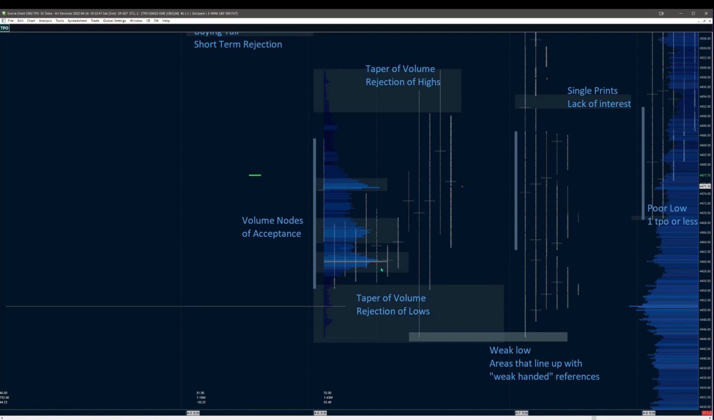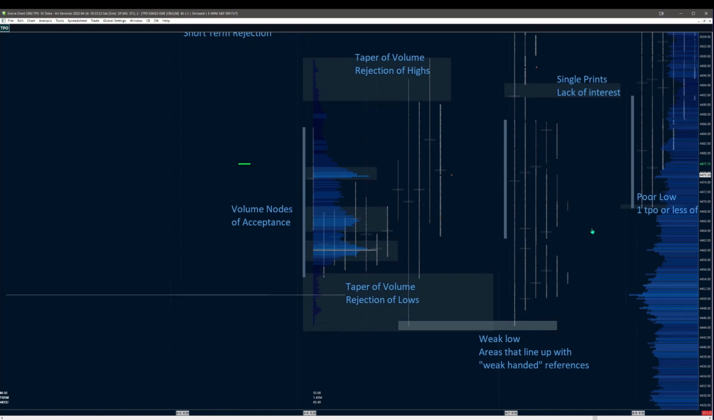As we build out our balance, there will be areas of high volume. I have it set where the lighter the volume, the higher the volume, and the darker the volume, we get our tapering or low volume. When we see tapers at the bottom of a profile, this is the volume view of rejection of lows. And if we get a taper of volume at highs, that's the volume view of rejection of highs, of further buying. And this is a rejection of further selling.